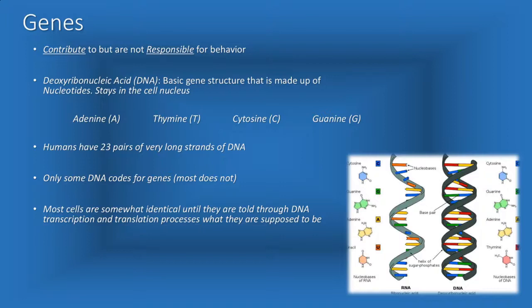Anyway, an important process and point here is to note that DNA tells a cell what it is. It's the instruction, it's the code, it's the programming for a cell and what that cell is and what it's supposed to do. And a unique fact I think is interesting is that most cells are pretty much identical until DNA tells them what type of cell they are, and through transcription and translation processes that we're going to talk about, tells that cell what it's supposed to be.